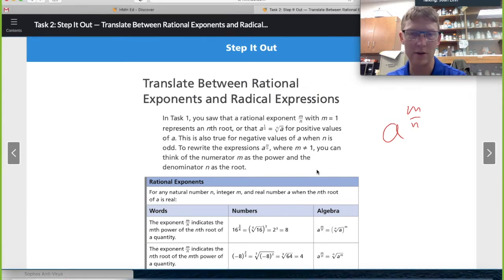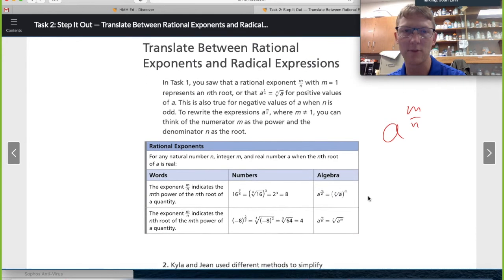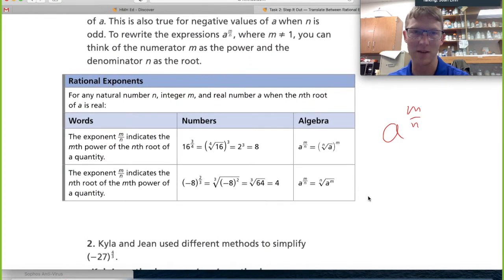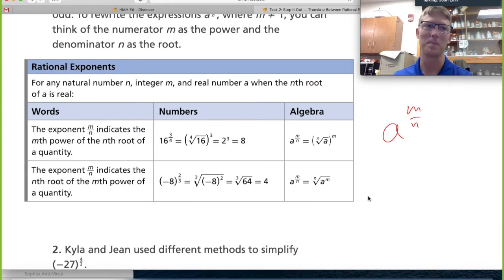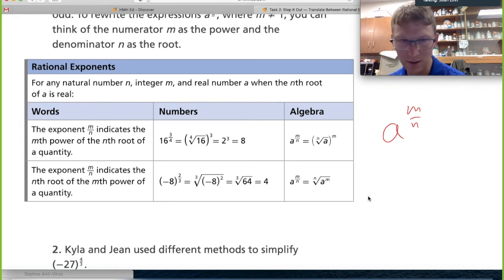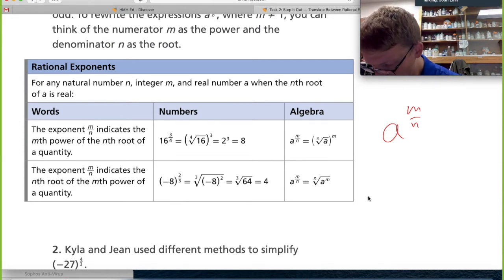So you can rewrite expressions with exponents using fractions in the exponent. This is our magical little chart. This is basically everything we're learning in this chapter. So for any natural number n, integer m, and real number a, when the nth root of a is real. Okay, so they're just being mathematically super precise. So let's translate. The exponent m/n, right here, indicates the mth power of the nth root of a quantity.